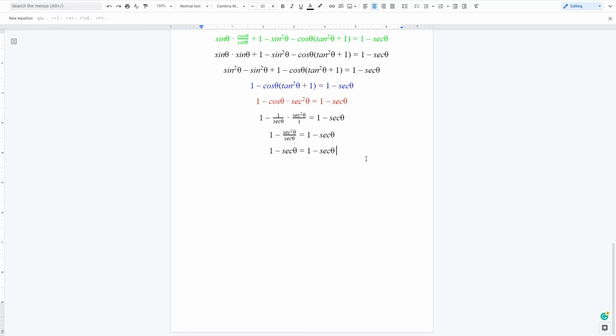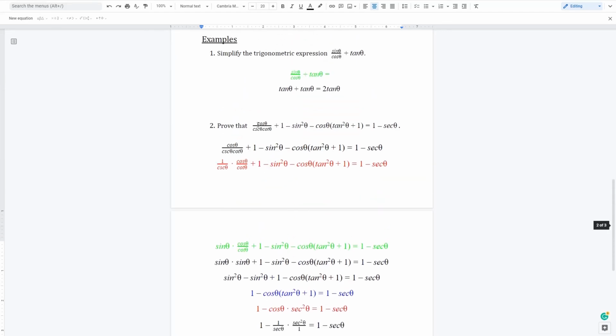And that's true. And so that means that cosine theta over cosecant theta times cotangent theta plus 1 minus sine squared theta minus cosine theta times tangent squared theta plus 1 does equal 1 minus secant theta. And so that's how you would use trigonometric identities to simplify this expression, and in this case, prove that it's true.